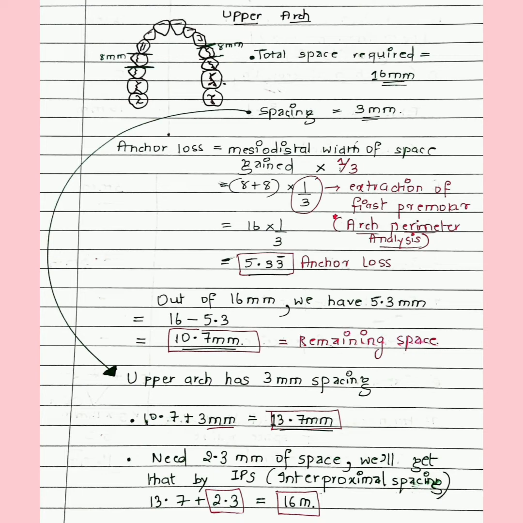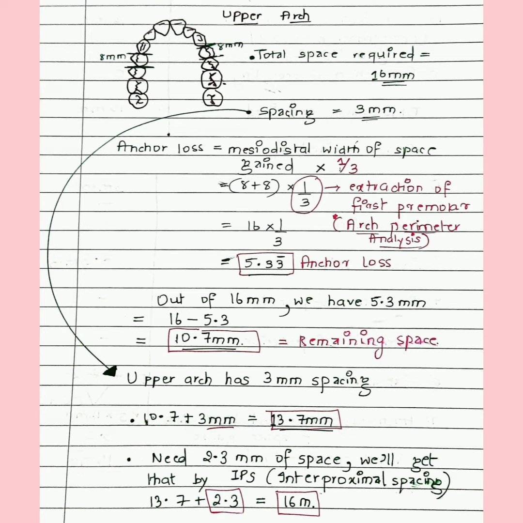So if we extract 16 mm, we won't get 16 mm space. Much of this space will be lost because of the drifting of the anchor teeth. So we need to know how much anchor loss will occur, that is, how much space will be lost or taken up by the anchor teeth. So 1 by 3, because we are extracting first premolars, into 16. That is the width of both the premolars, 14 and 24. We calculated that already: 8 mm of 14 and 8 mm of 24, that is 16. So we get 5.33 recurring. That is the amount of anchor loss, that is, out of 16 mm, 5 mm will be lost or taken up by the anchor teeth.